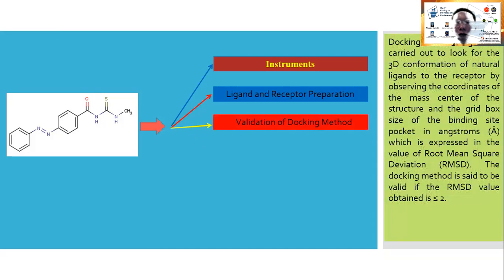In validation of the docking method, we did docking of the natural ligand or native ligand to look for the 3D conformation of the natural ligand to the receptor by observing the coordinates of the mass center of the structure and the grid box size of the binding site pocket in angstrom, which is expressed in the value of root mean square deviation. The docking method is said to be valid if the RMSD value obtained is less than 2.